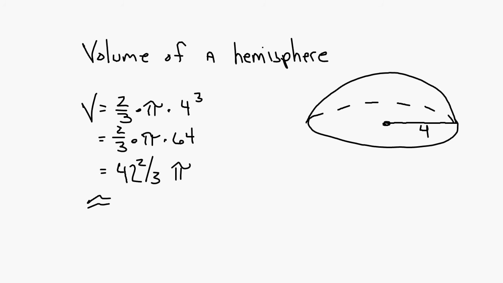And as a decimal, you could push times pi button equals 134. Questions? Yes. For the unit, would you put meters cubed? In this case, if that dimension was in meters, then this would be cubic meters. Yes, sir. Volumes in cubic units, areas in square units.